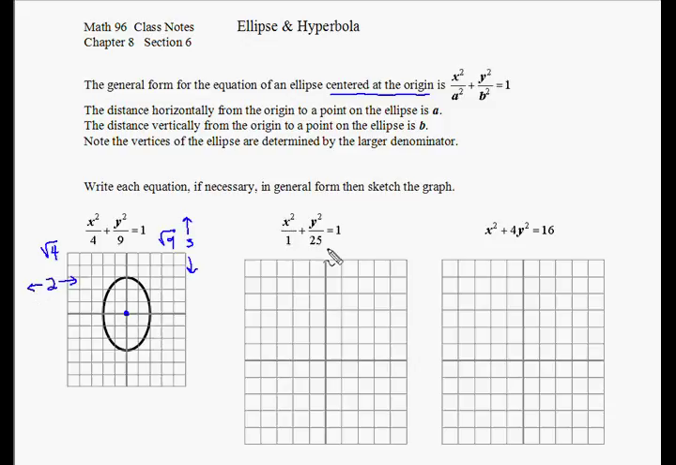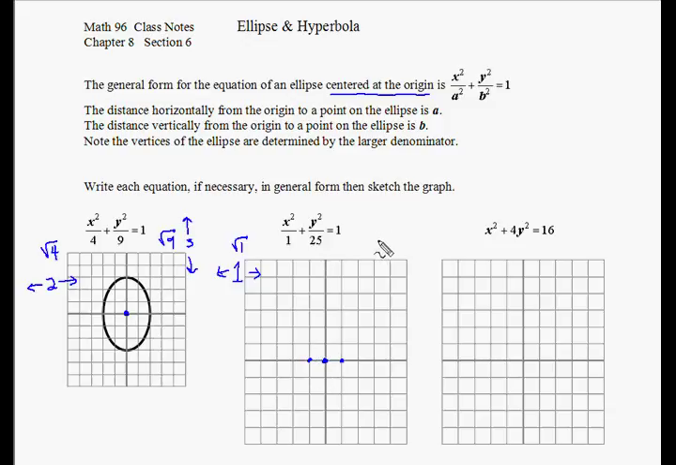So let's try that again here. Again, we're not adding anything to the x or the y, so we're going to be starting at the origin. In the x direction, we're going to go the square root of 1, which means in the x direction, traveling both horizontally, 1 from this point. So we go out 1, we go back 1, and those are 2 points on the ellipse.